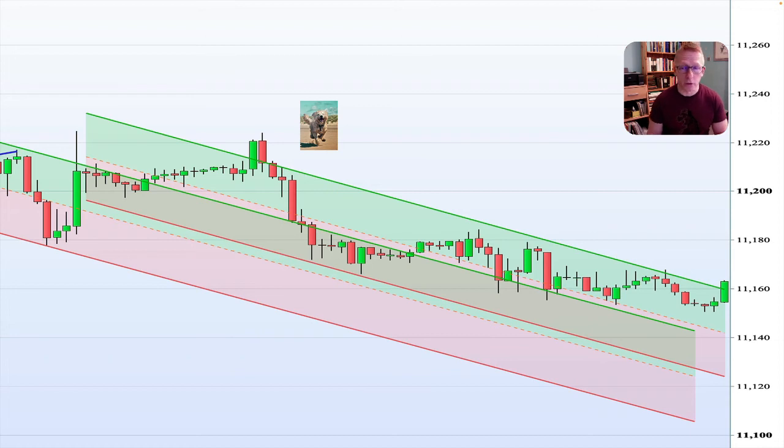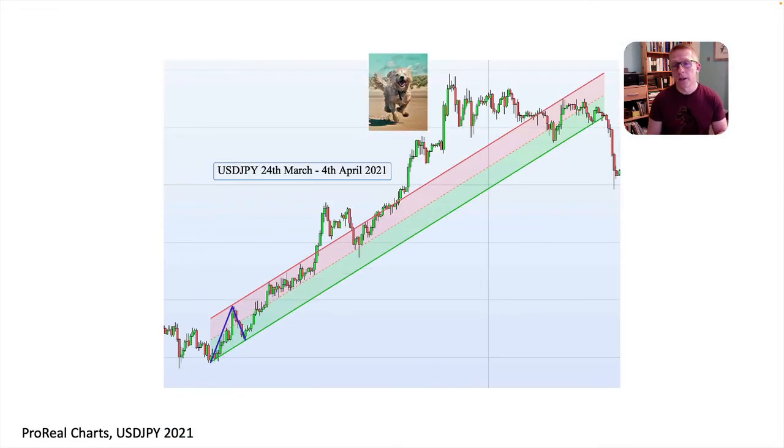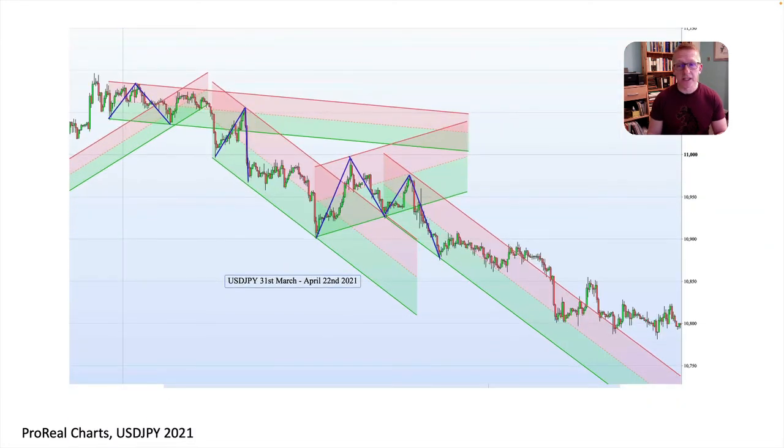Let's have a look at a few more examples. This first one shows a good bull trend, but the channel is barely respected by Fido on his walk. The second shows several potential channels occurring based on the triangulations that we can see.